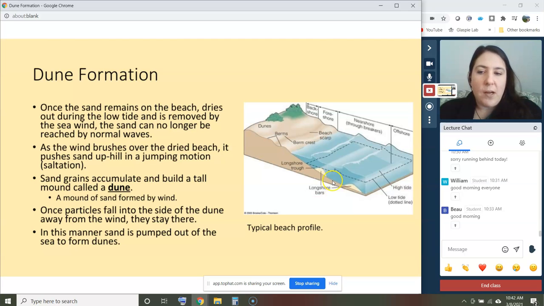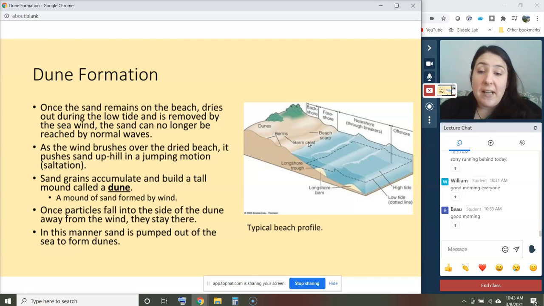As the wind brushes over a dried beach area, it actually will push sand uphill. So you've probably been in an area where the winds have kicked up some sand grains and pelted you in the face and you're like, oh, the sand hurts, right? So really strong winds can move sand grains pretty well. But for the most part, even light winds are able to move sand up an incline in a kind of jumping motion. This is called saltation. That's not a term that I'm going to expect you to know. That's why it's not underlined, but I decided to throw it in there.